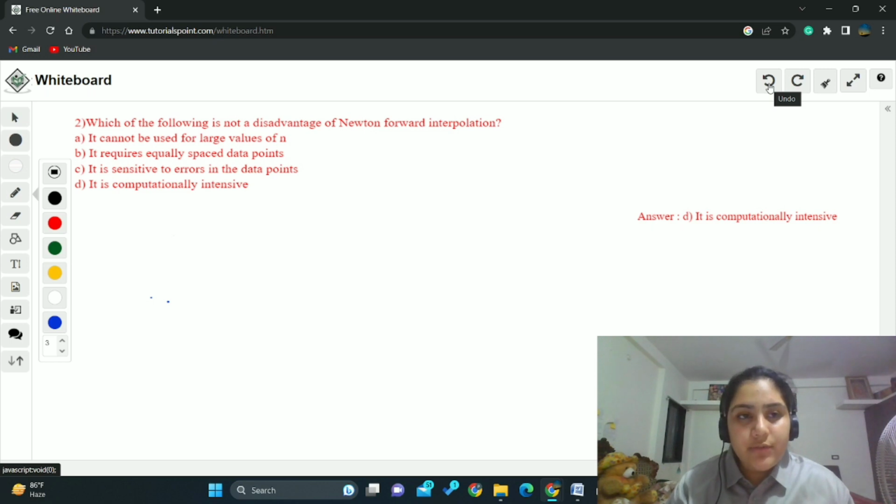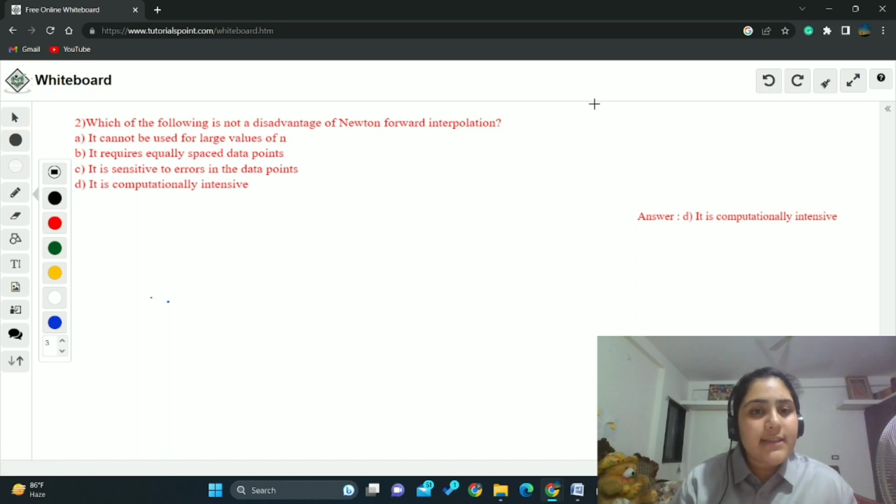Coming to question 2. In question 2, it is asked, which of the following is not a disadvantage of Newton forward interpolation? Option A, it cannot be used for large values of n. So this is a disadvantage. As the number of data points increases, the complexity of the forward difference table also increases. Therefore, the computational requirement also increases, and it becomes more challenging to handle large values of n.